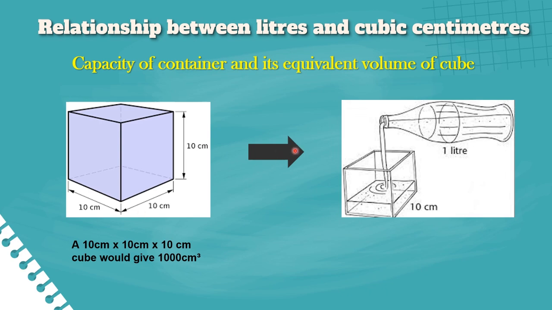Now, do you know that this 1000 centimeter cube, just like I explained in the last slide, is equivalent to 1 liter? 1 liter is equal to 1000 centimeter cube. So that's why this bottle that is 1 liter is going to fill this particular cube. 1000 centimeter cube is equivalent to 1 liter.